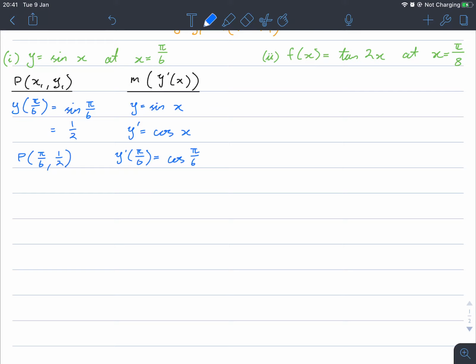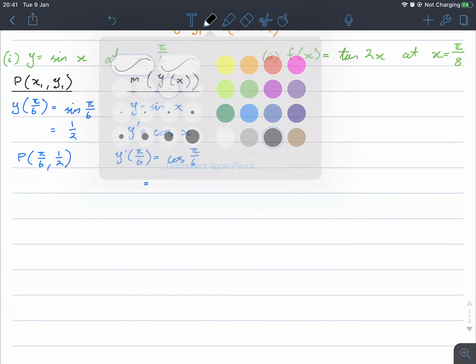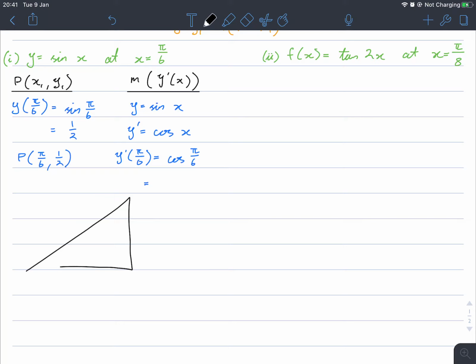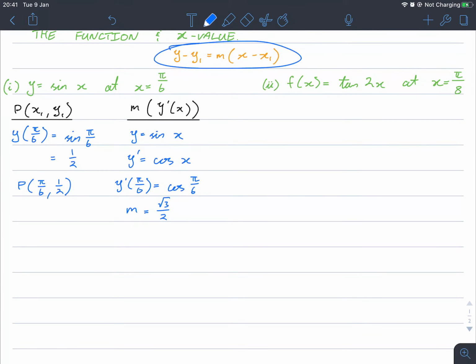And in case we've forgotten what this is, we can draw it once again. It's 1, 2, root 3. This would be pi on 6. That's pi on 3. So root 3 on 2. That there is our gradient m. Now, just a matter of substituting it into our gradient point formula.